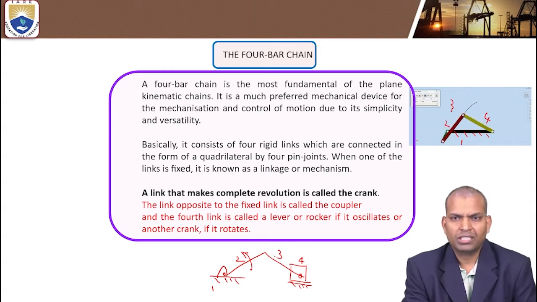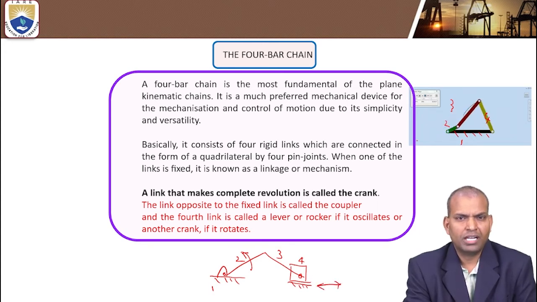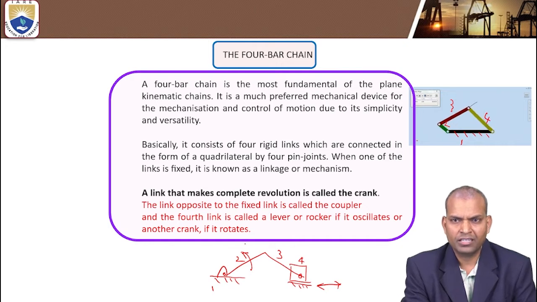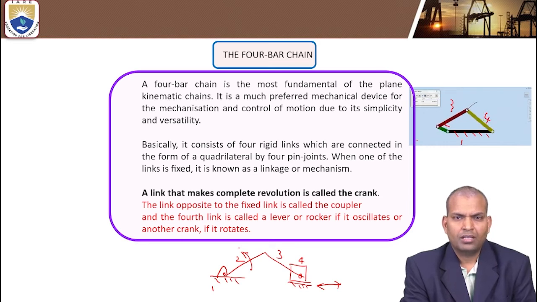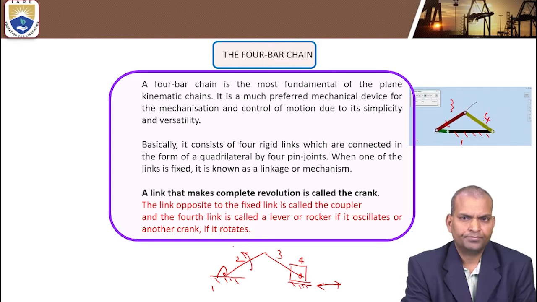The purpose of link 4 is sliding. When link 2, the crank, rotates 360 degrees, at that time link 4 is called a slider. Link 4 is called a slider element, a slider link. To complete this linkage, the mechanism is called a single slider crank chain mechanism.